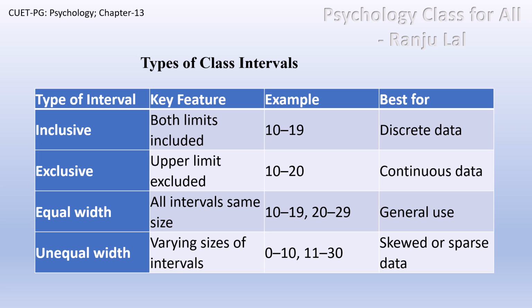Second is based on width or size. First is equal size intervals. All intervals have the same width. It is common in statistical summaries. For example, 10 to 19, 20 to 29, 30 to 39, etc. The last is unequal class intervals, which have different widths, and it is used when data is sparse or skewed. An example would be 0 to 10, 11 to 30, and 31 to 100.